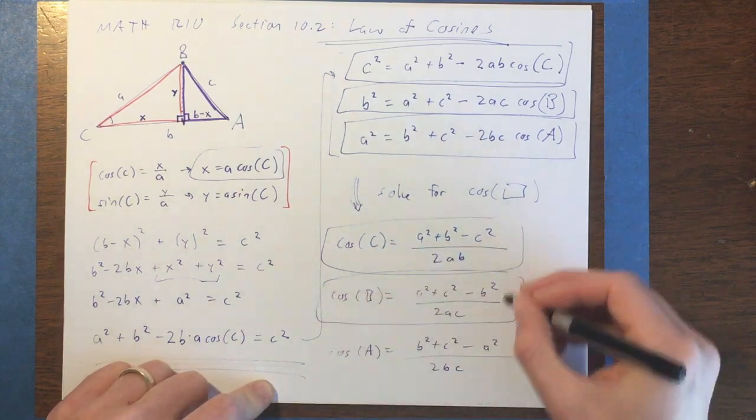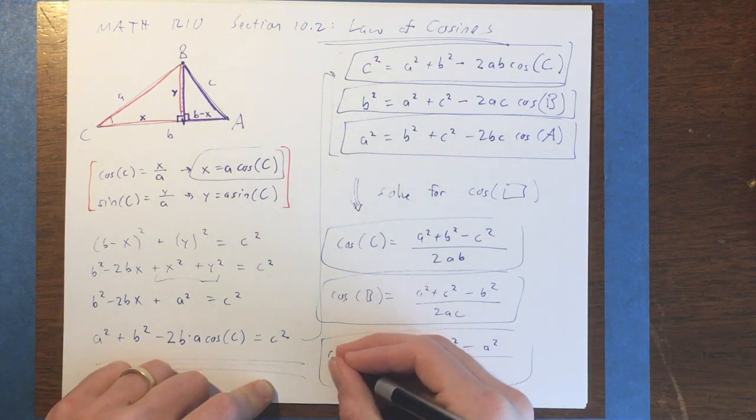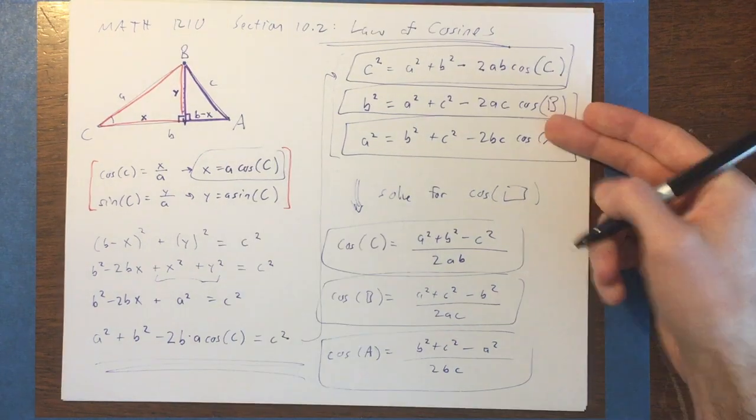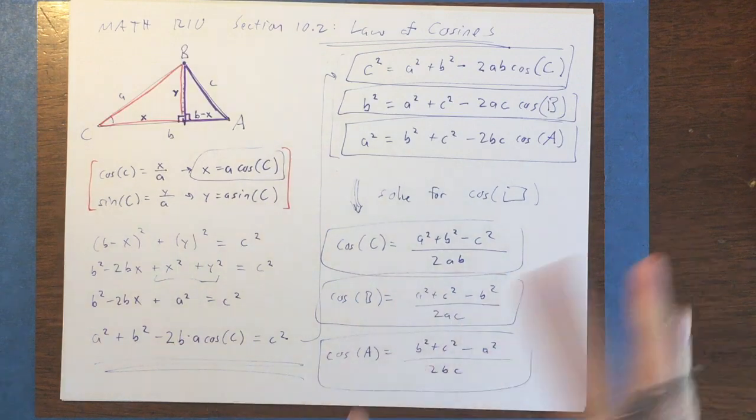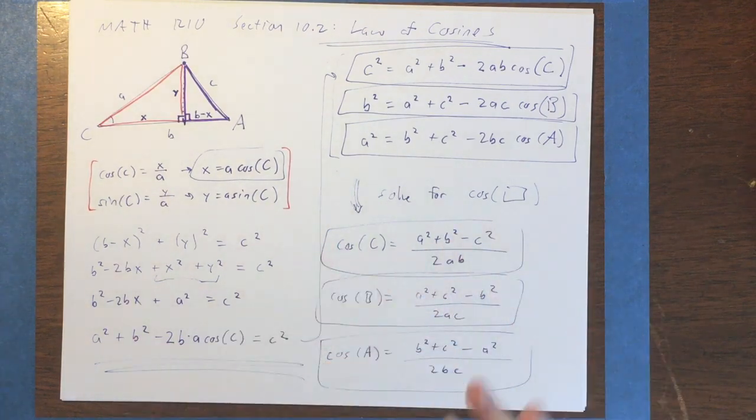There are patterns here, and if you memorize one of the side formulas and one of the angle formulas, then you can figure out the others by permuting or swapping around the different letters so that they play the correct roles. All right, so here's our law of cosines. We're going to use this in a couple of examples.